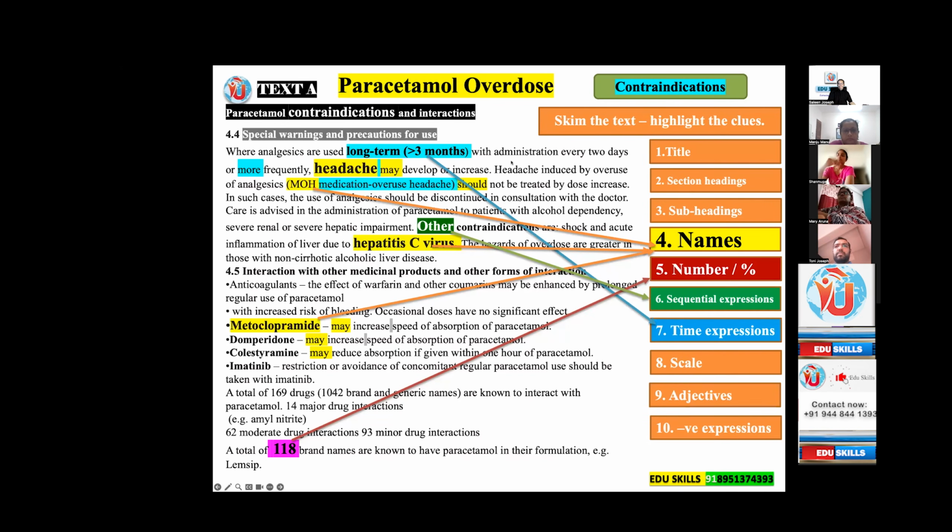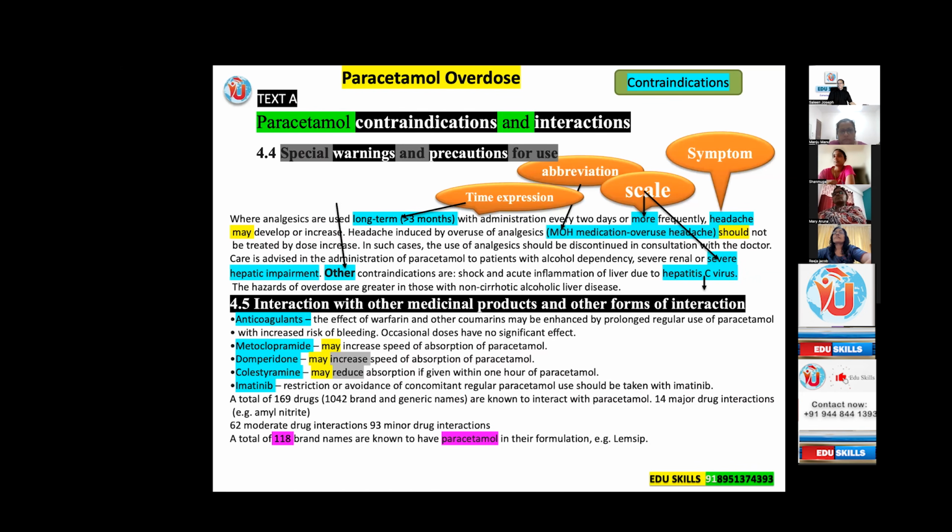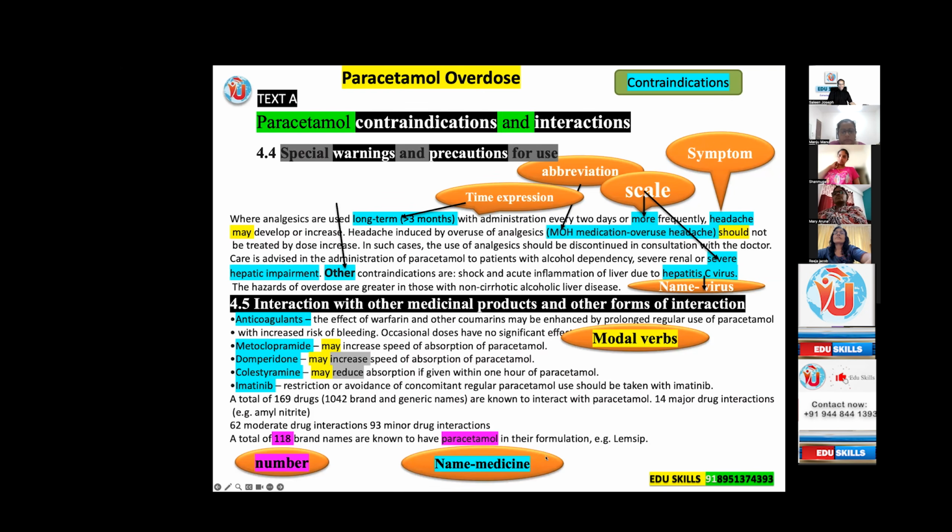Okay, then you have all these may, all those modal verbs as an assistant. Again, check abbreviation, time expression. You have scale here, which I have not mentioned, but still scale and modal verbs are always there to assist you. And the symptom, headache, and name of a virus, condition, a viral condition, hepatitis C. And other modal verbs are there. May, should, may. And you have name of a medicine, number. Then you have sequential expression, the other.